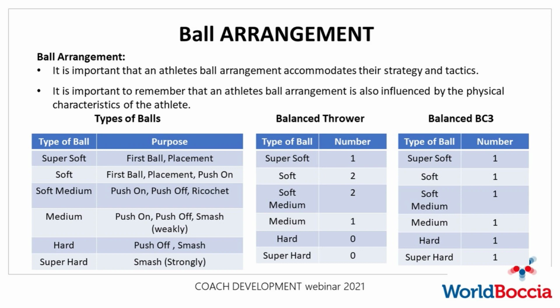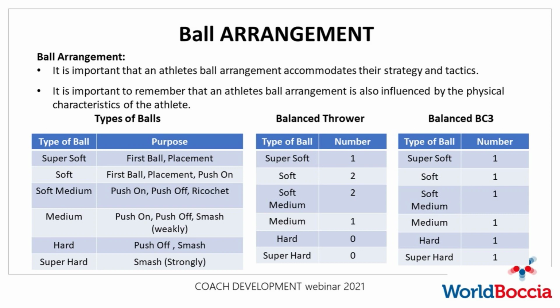So we look at a balanced throwers ball arrangement, and we have one super soft, two soft medium, and one medium. So this gives them the opportunity to have three balls for either first ball and placement shots, and then three balls for shots to do with pushing, push on, push off, and smashing.